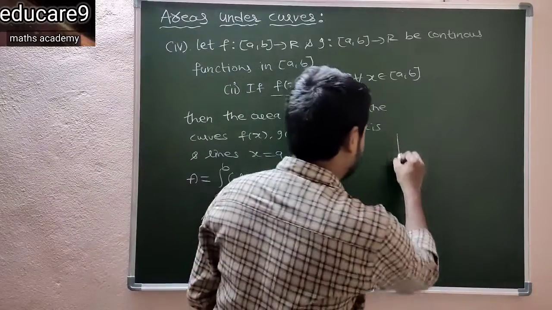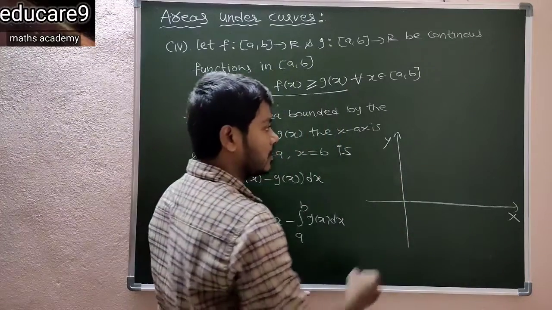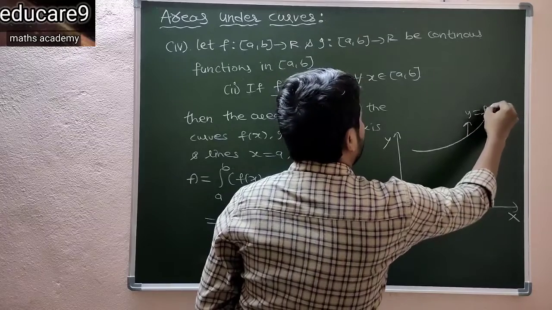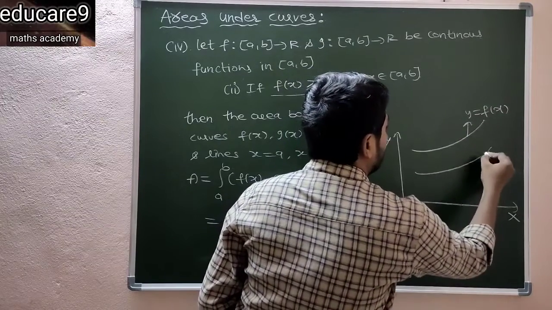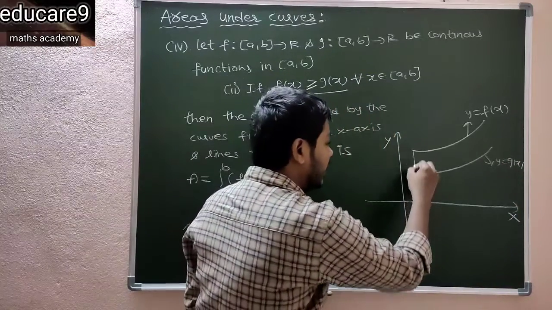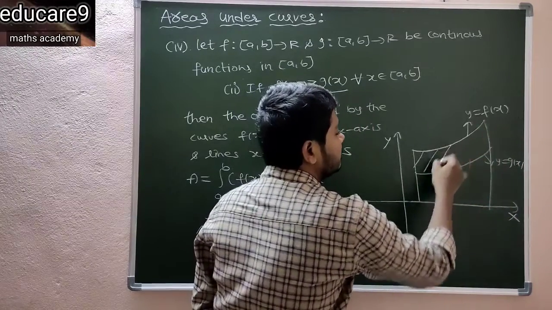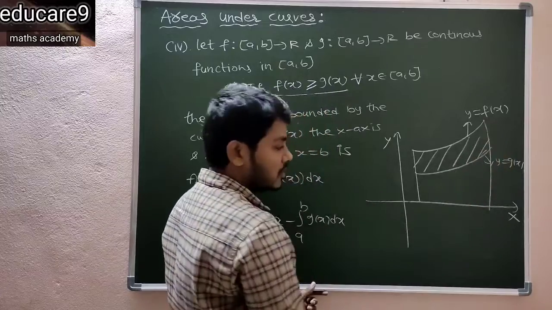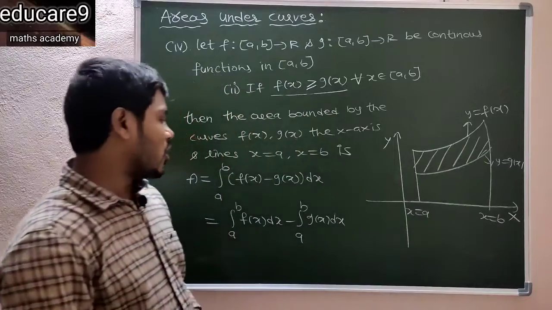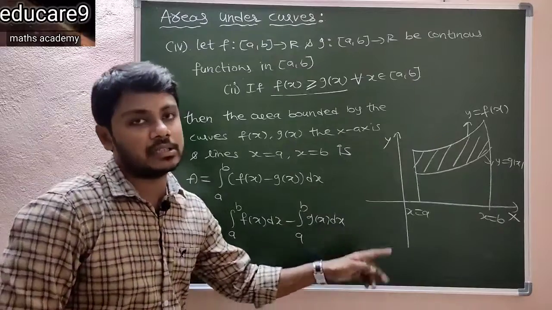So in that case the given graph is like this. This is the x-axis, y-axis. Okay. So this is the curve y is equal to f of x and this curve is y is equal to g of x. Now you need to find the area bounded by the curves f of x and g of x. So this area, within the limits x is equal to a and x is equal to b and the x-axis, is what? Integral a to b f of x dx minus integral a to b g of x dx.